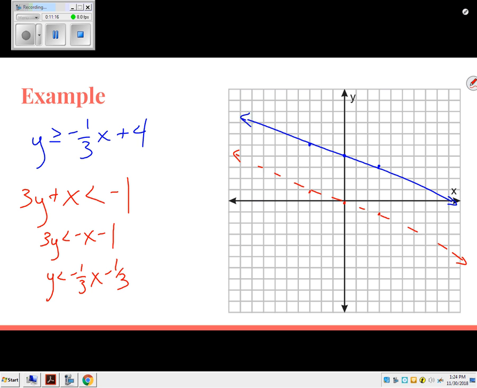So I'm going to go to the blue line. Now, what I can do is I still can plug in 0 and 0. And this time I'm going to plug in 0 for x, and the second 0 for y, and see if it gives me a true statement. And if it's true, I shade where 0, 0 is. However, third hour didn't take very kindly to it, but fourth hour, they liked my DHS easy button. Are you ready for the DHS easy button?